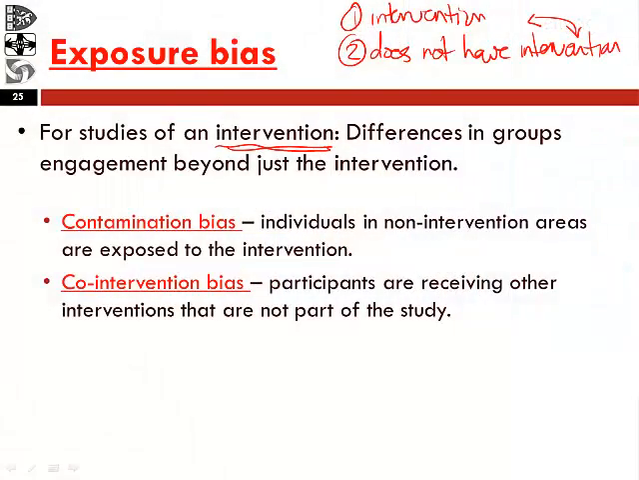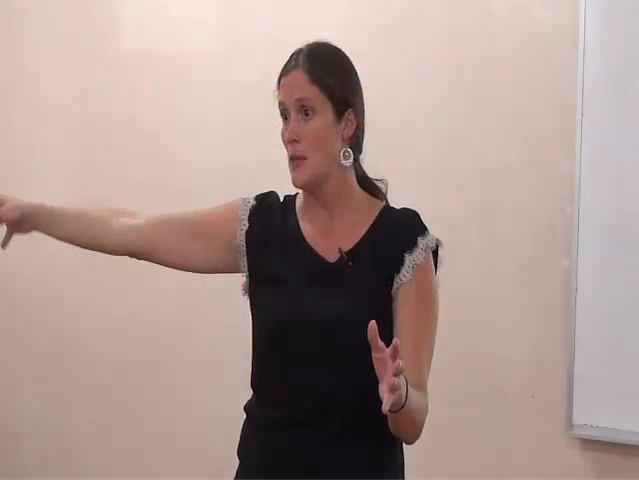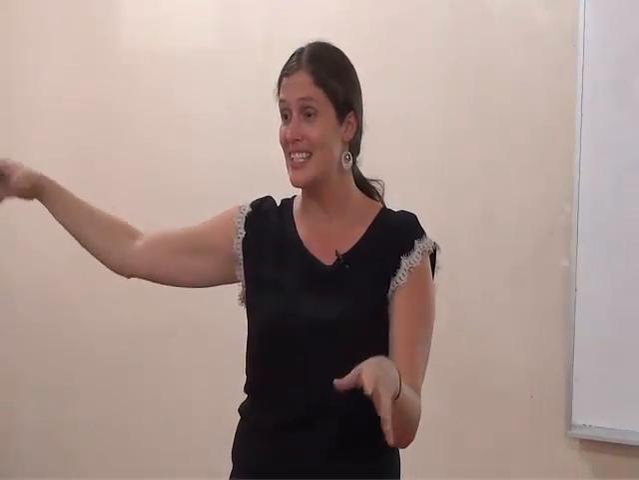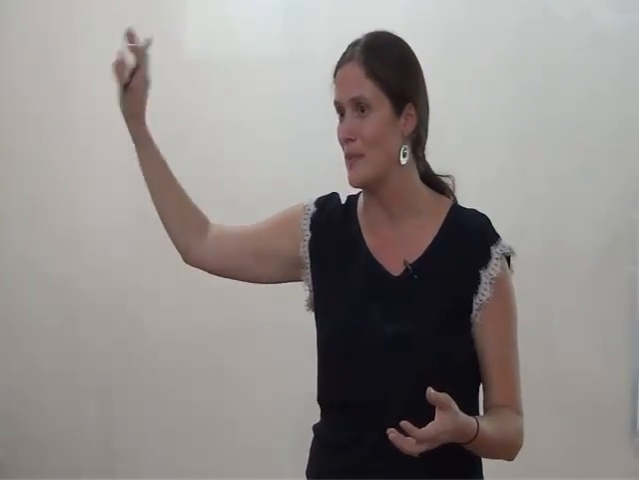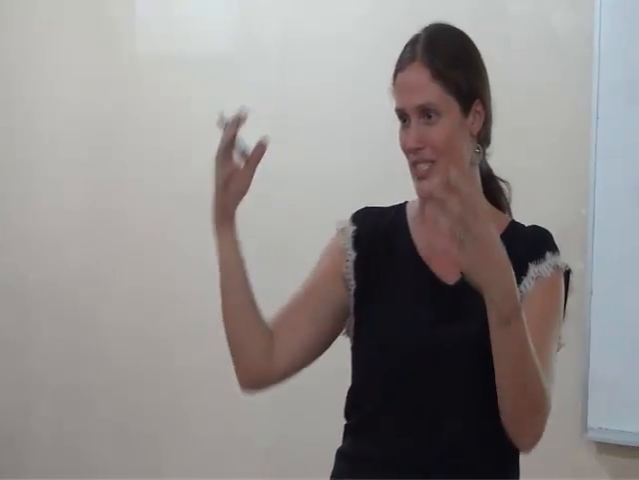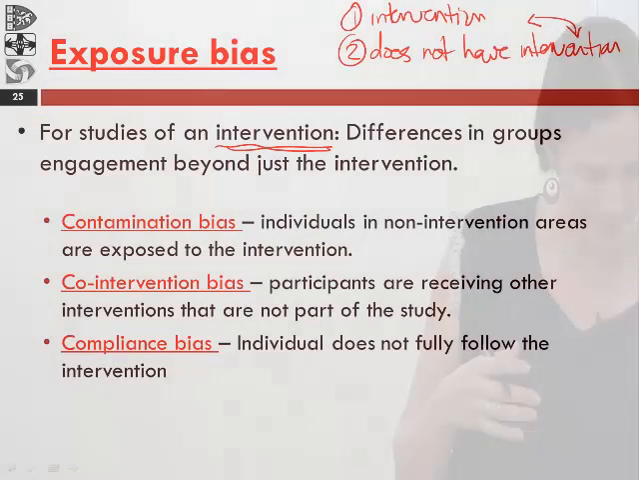Another exposure bias is a co-intervention bias. So I'm going to say, I'm going to do mentorship here, and there will be no mentorship. But then UNICEF comes in and they start their own mentorship program. And so they have contaminated, or they've done an intervention and created an exposure bias. I told them they could not have mentorship, and then they go and seek mentorship from UNICEF. Okay? That would be a co-intervention bias.